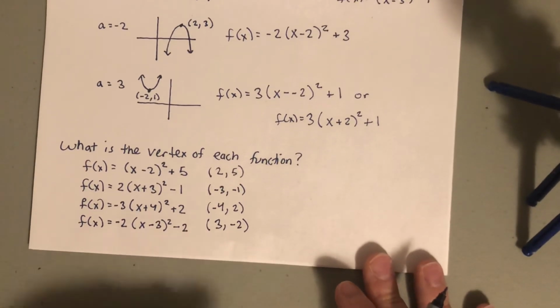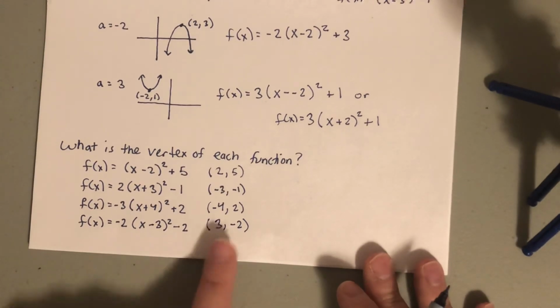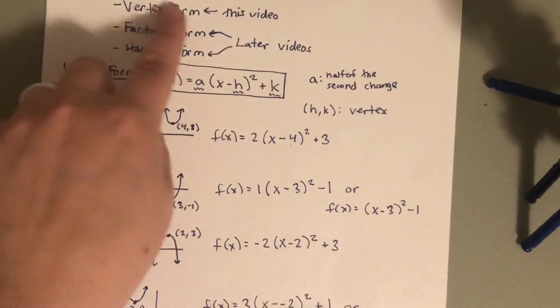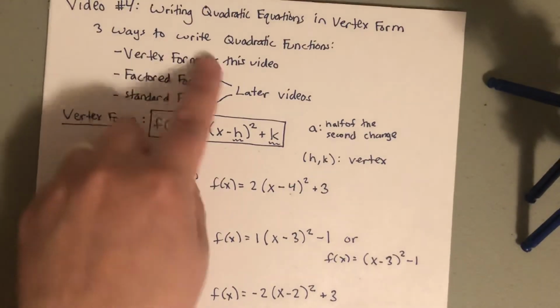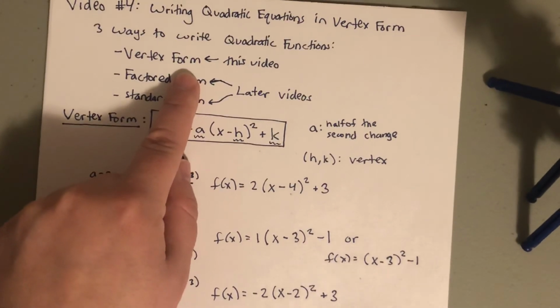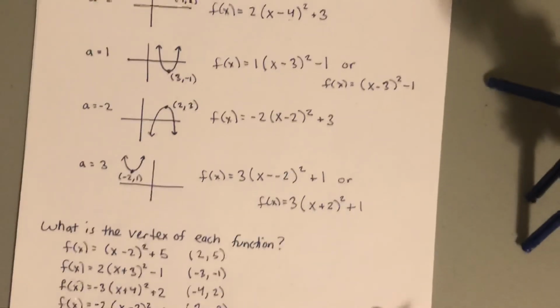All right, and that is how you write functions in vertex form, and that's how you can use vertex form functions to find the vertex. Each of these 3 different ways to write it gives us information about the function, and vertex form actually gives you information about the vertex. Go figure. So go ahead and try the practice.